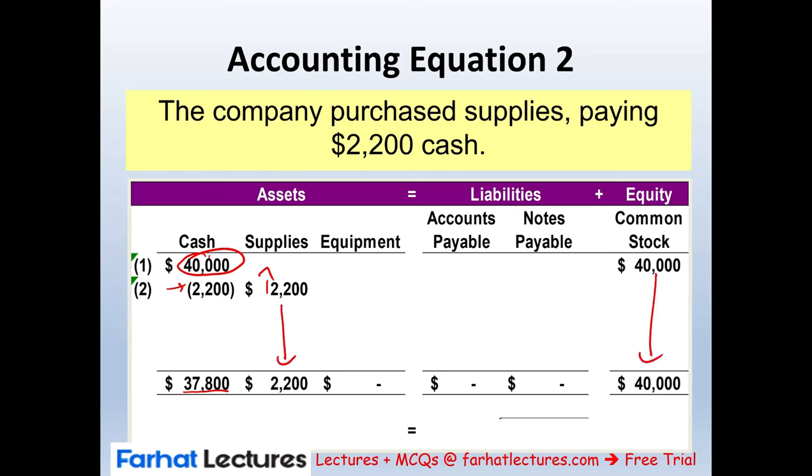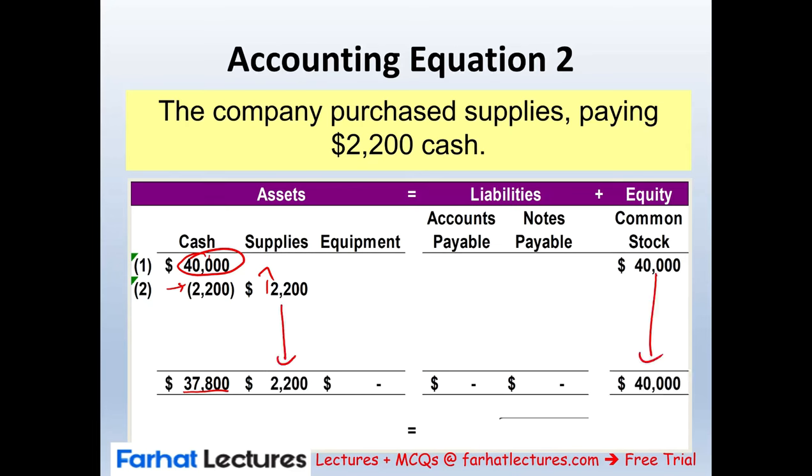500 plus 6,500 minus 1,700, and that's equal to 48,400. So we're going to call these the ending balances, and this is a summary of all the transactions that we went through. Those are the ending balances, and we're going to need those for the next session.